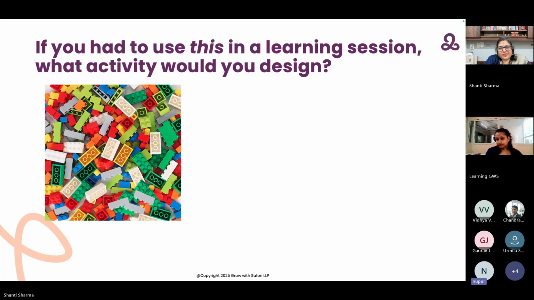Yeah, so similar, Shanti, I've already used Lego a few times, so I could talk to that. So I've used Lego in multiple contexts over the years, but I think the last one was probably the most powerful and at the largest scale.